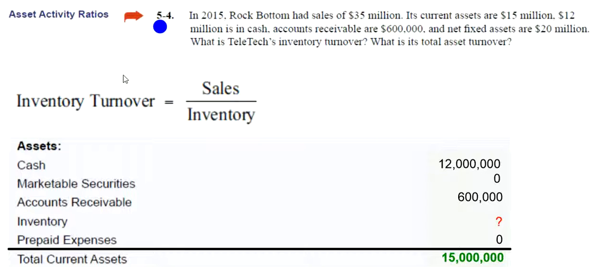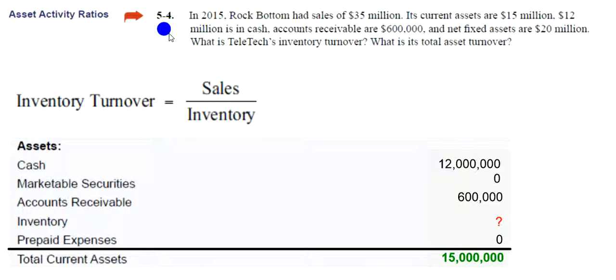In this video, we're looking at asset activity ratios, problem 5.4. With these ratios, what we're trying to ascertain is how efficiently the firm is using its assets. The first one we're going to look at is the ratio of sales to inventory, and that's going to give us an idea of whether we are moving or selling our inventory, or whether it's just sitting somewhere in a warehouse, not being sold.